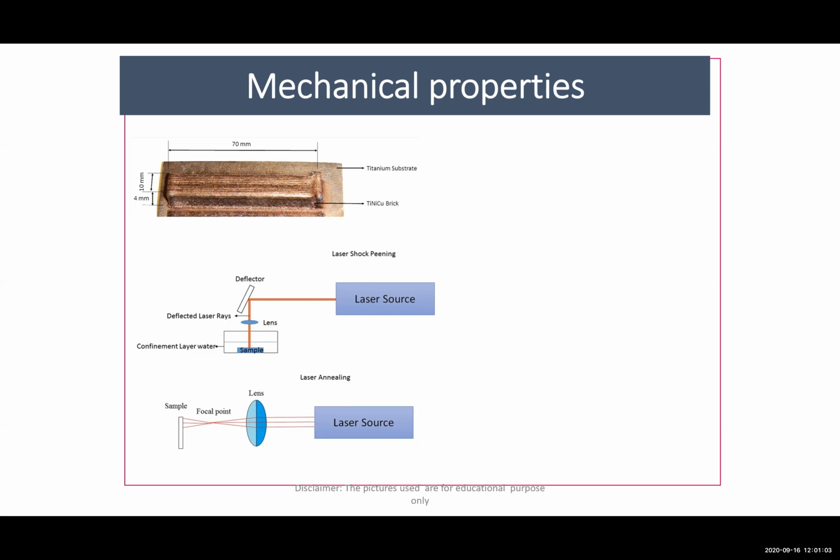So what we did is, since we are using laser for deposition, why can't we use the same laser for post-processing? One post-processing we thought of is laser shock peening. Another post-processing we thought of is laser annealing.